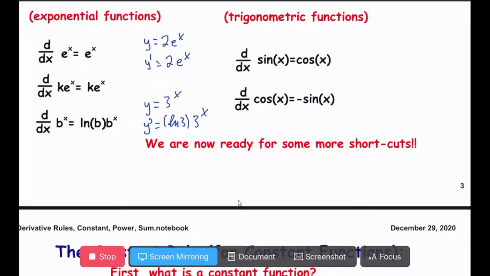We also have some shortcuts for working with trigonometric functions. You've seen that the derivative of sine x is equal to cos x, and the derivative of cos x is equal to negative sine x. And we will note briefly that x must be in radians.